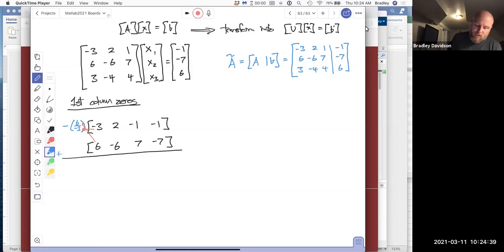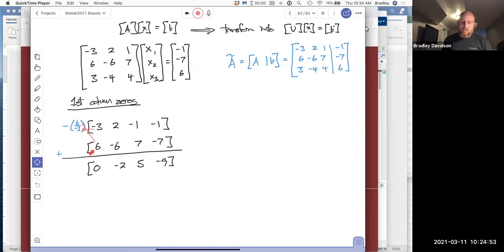And then we get a new matrix, which is 0, -2, 5, and -9. So we've eliminated the 6 by multiplying through by a -2. I'm sorry, +2. Right, so then, did I get that right? I think so. So we get a 6.